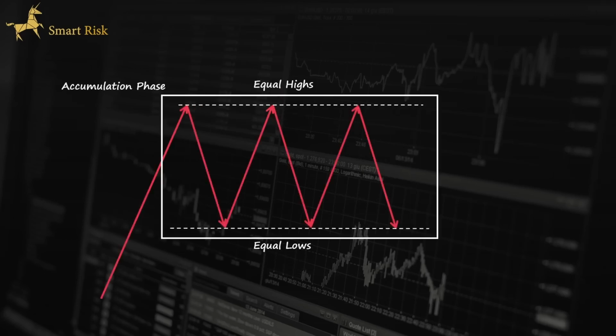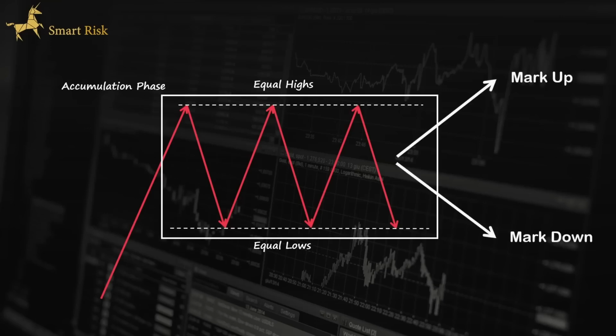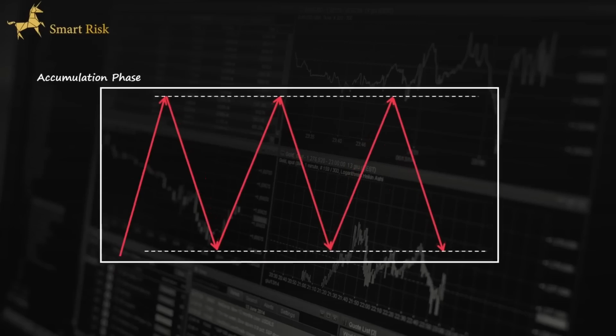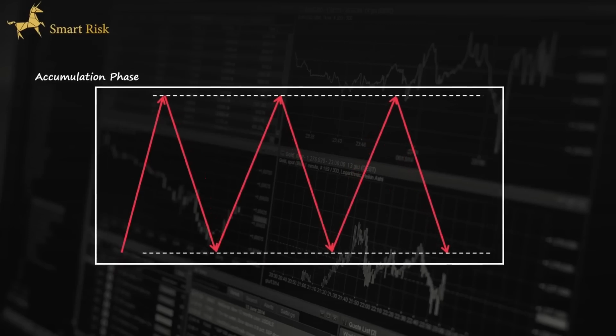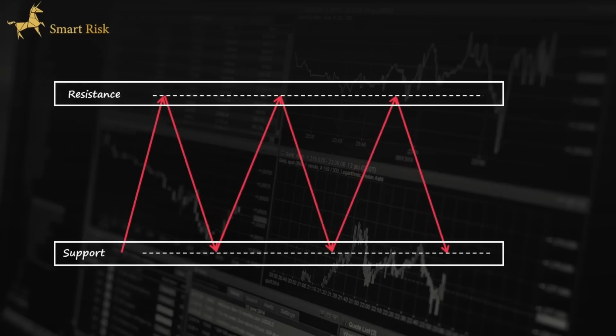Imagine price entering into the accumulation phase as illustrated. So here price has created equal highs and equal lows before starting the markup or markdown phase. If we look at this accumulation here, we see that we have a support at the bottom and also a resistance level at the top of the structure.